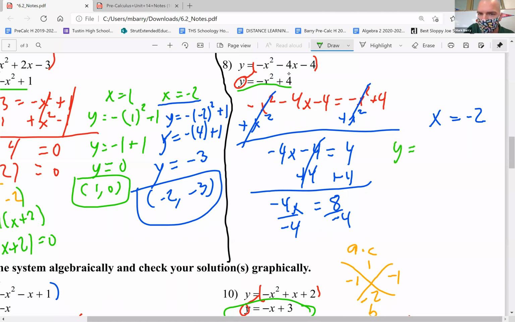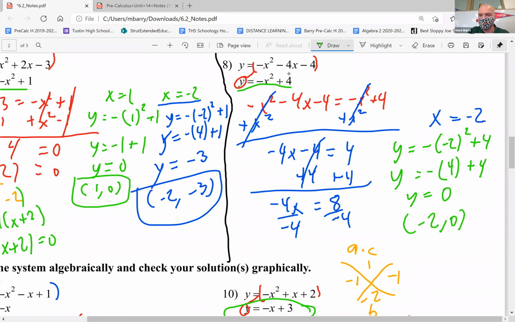So we'll say y equals negative parentheses negative 2 squared plus 4. Once again, when we have this negative out front and then a negative number squared, we have to do PEMDAS. We have to do the exponent first. So negative 2 times negative 2 is positive 4. Then we have that negative out front. So this is really negative 4 plus 4. So this is 0. And so my answer is the point negative 2, 0.